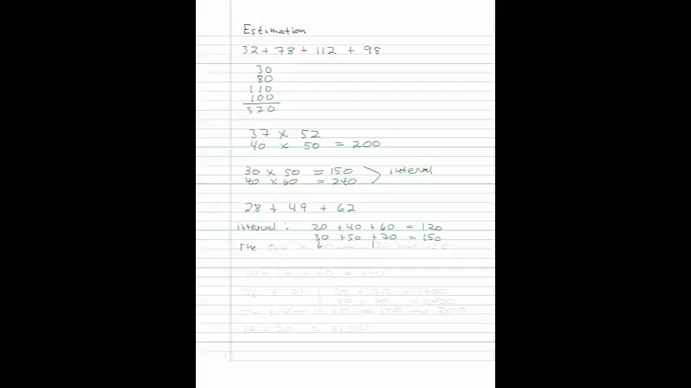So the sum is between 120 and 150. So that would be our interval approach. Our second approach would be to go ahead and round each one to the nearest 10. So 28 gets rounded to 30, 49 gets rounded to 50, 62 gets rounded to 60. So what is that going to give us? That's going to give us 140. So by rounding each one to the nearest 10, we get our approximate value of 140.